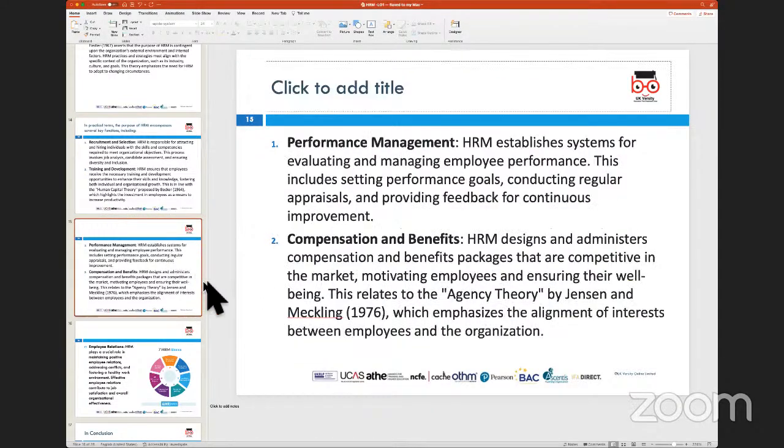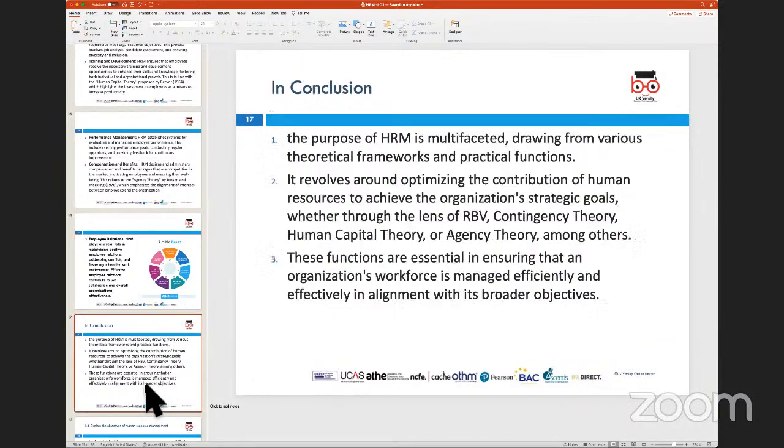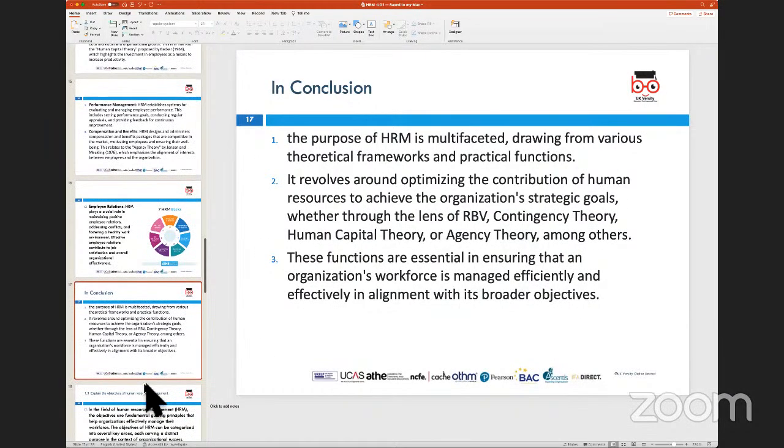Managing their performance, compensation, and benefits are other functions which HR would do. And then maintaining relationships, understanding the requirements of human resources, and looking after their well-being is an important function, and that would also be part and parcel of the purpose of HR.